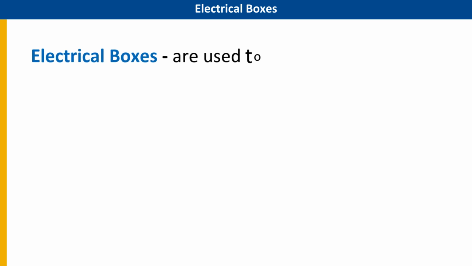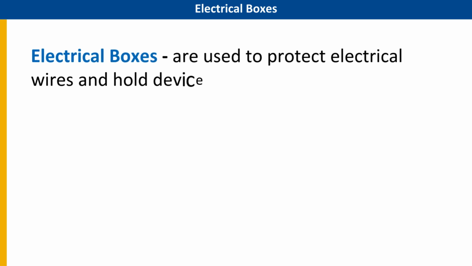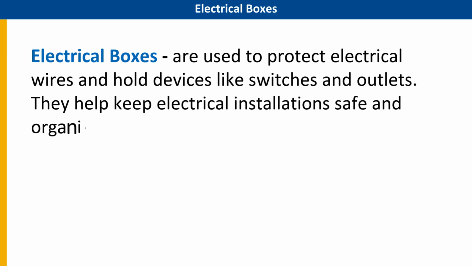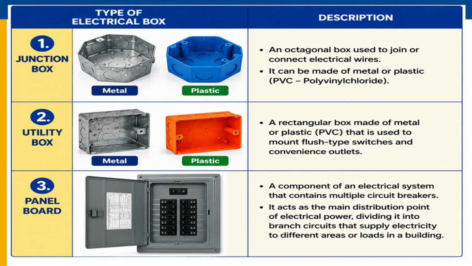Electrical boxes are used to protect electrical wires and hold devices like switches and outlets. They help keep electrical installations safe and organized. Let's identify the different electrical boxes. Junction box, used for joining electrical wires safely. Utility box, used to install switches and convenience outlets. Panel board, houses circuit breakers and distributes electrical power throughout the building.